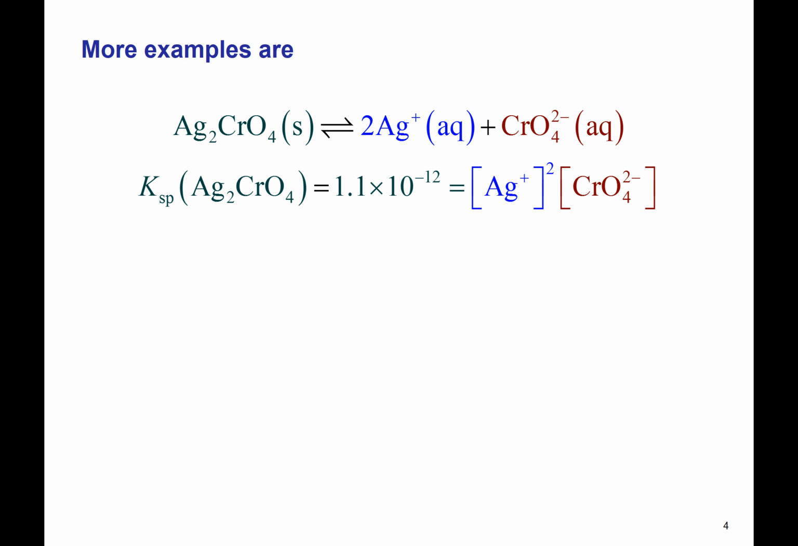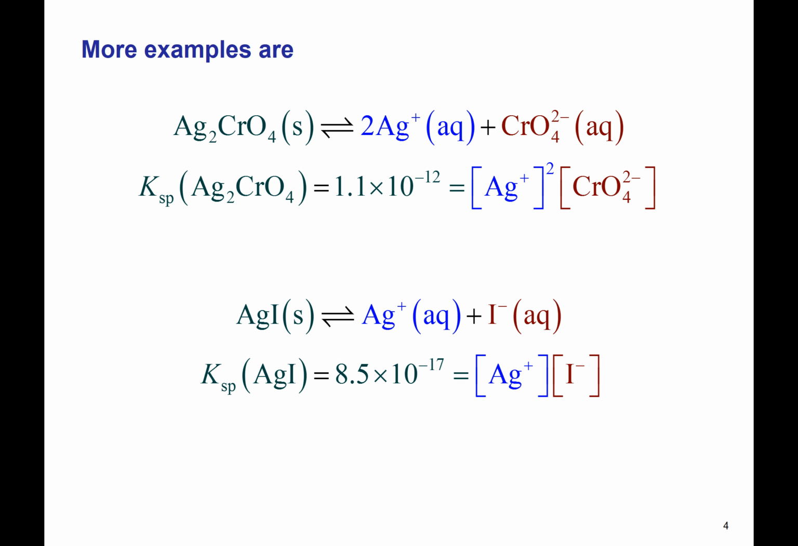Other examples that we saw before, silver chromate. In this case, the solubility product has a value of 10 to the minus 12 or so, and the equilibrium constant expression involves the concentration of silver to power 2 because the stoichiometric coefficient is 2, and chromate to power 1. Last example, silver iodide. The solubility product at 25 degrees centigrade in water is about 10 to the minus 16, very slightly soluble. And this is the equilibrium constant expression involving cations and anions, to powers 1 because the stoichiometric coefficients are 1.